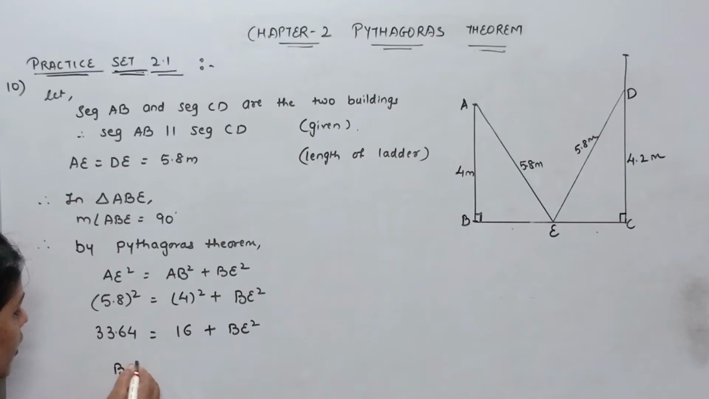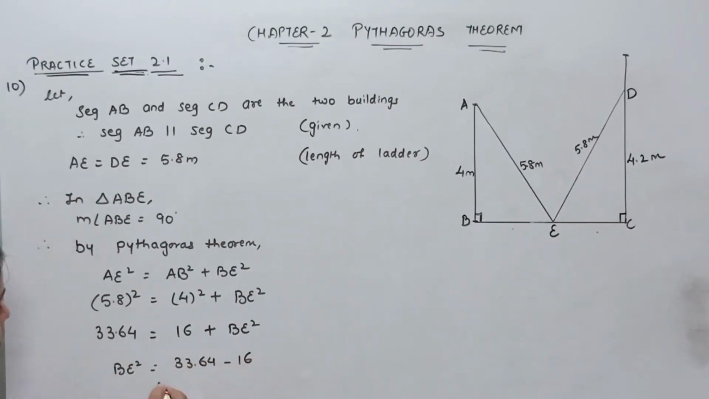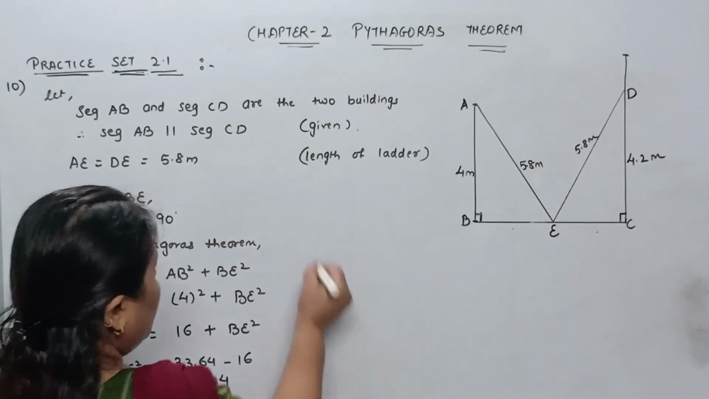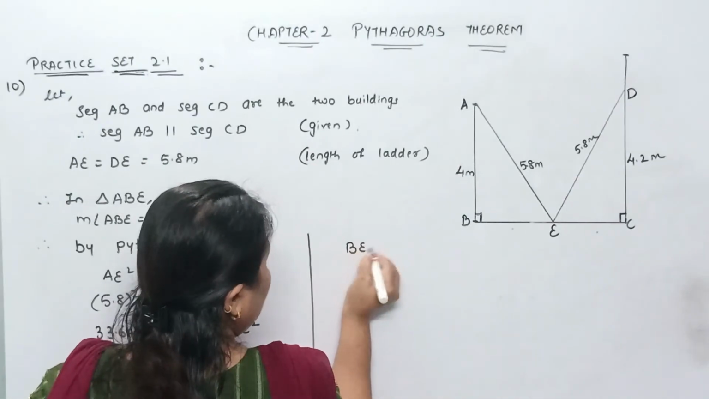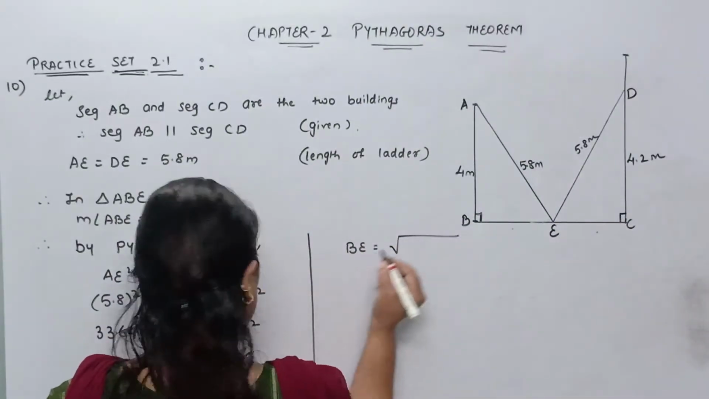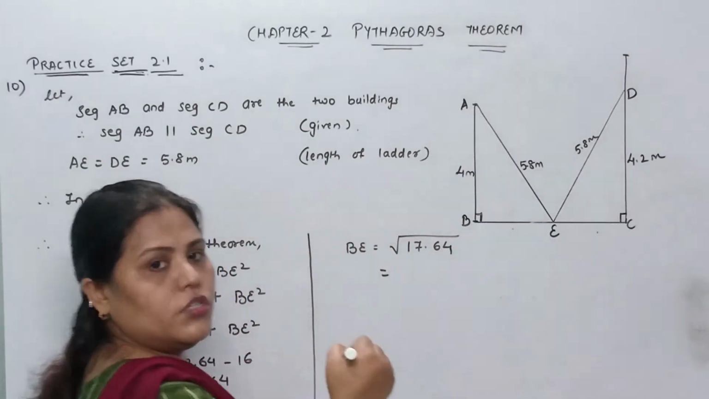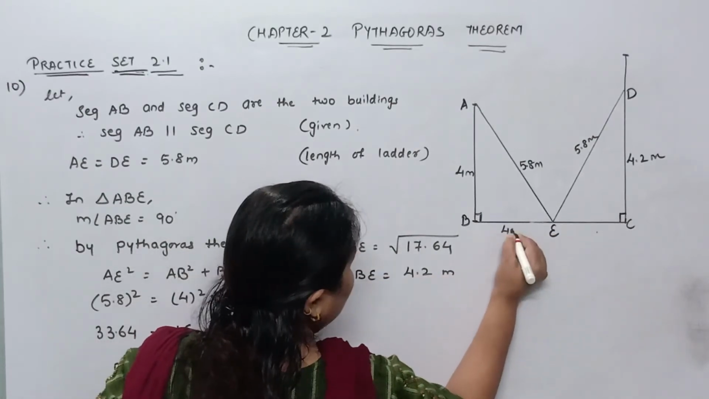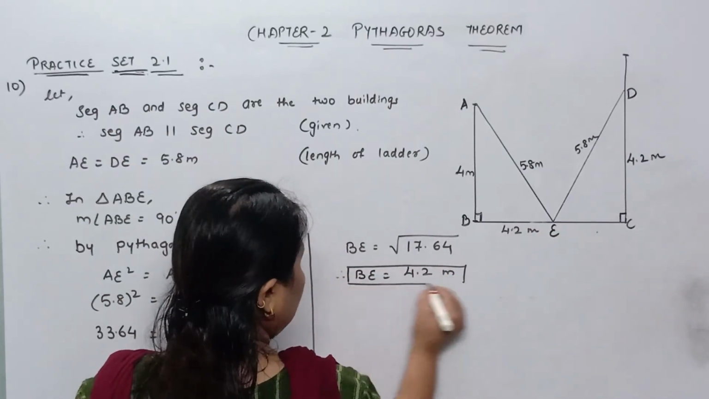So BE square equals 33.64 minus 16. So it will be what? BE square equals 17.64. Taking square root on both the sides, BE equals square root of 17.64. That will be equal to what? BE equals 4.2 meter. We get the value of BE as 4.2 meter. Okay. Here our first part is done.